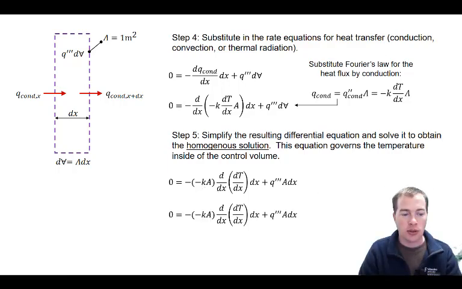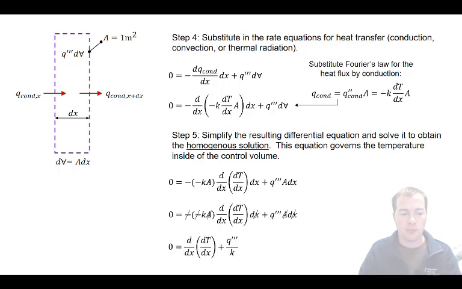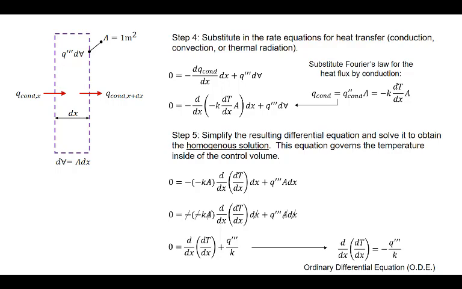Note now that we can divide this equation by the term A times dx. Also note that the two negative ones multiply together to become a positive. The resulting differential equation is as follows. If we solve this for the derivative term, we see that we have an ordinary differential equation for the dependent variable T, the temperature of the domain, as a function of the independent variable x, the position.